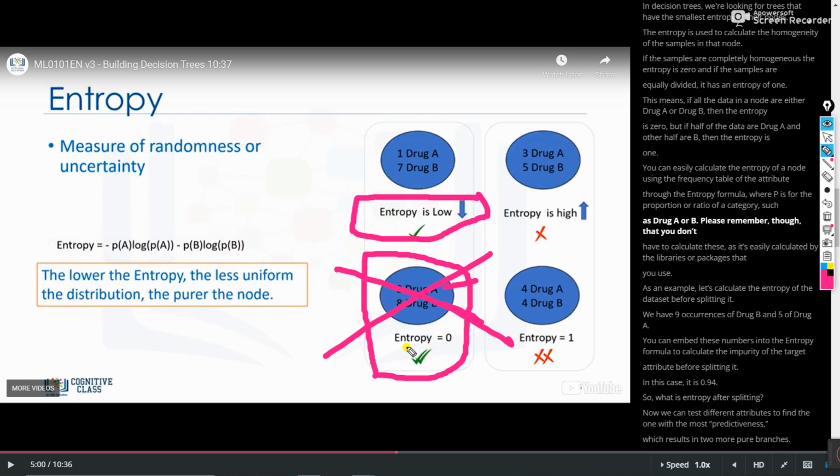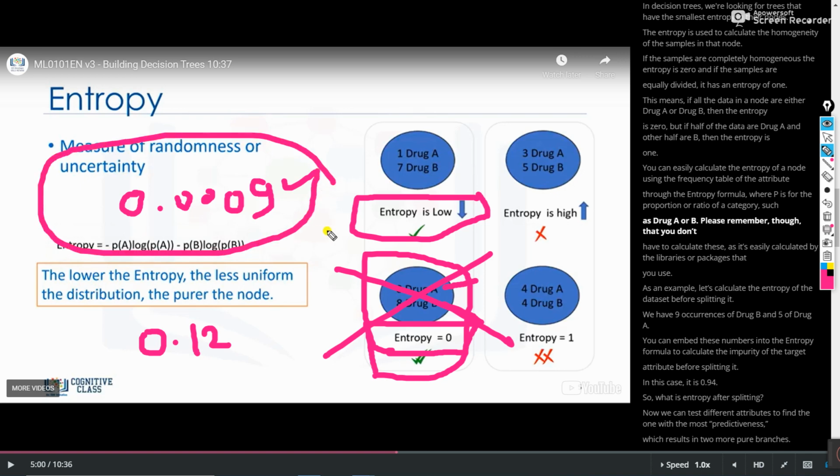Theory says that entropy should be equal to 0, but that's not possible. You can see that my entropy tends towards 0.09. So I would say it's much better than the entropy of 0.12. So I would select this.